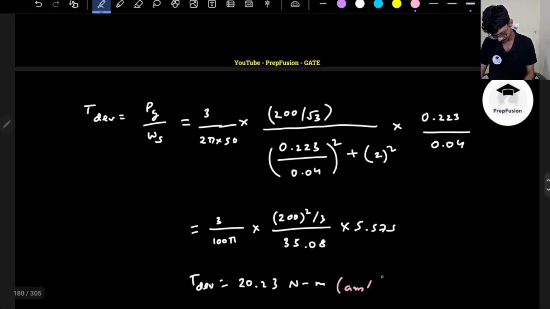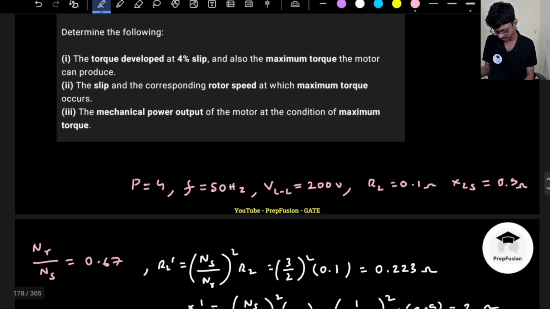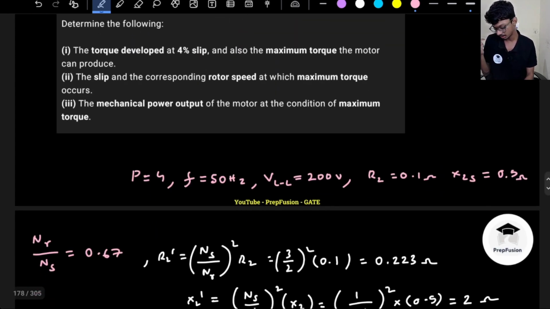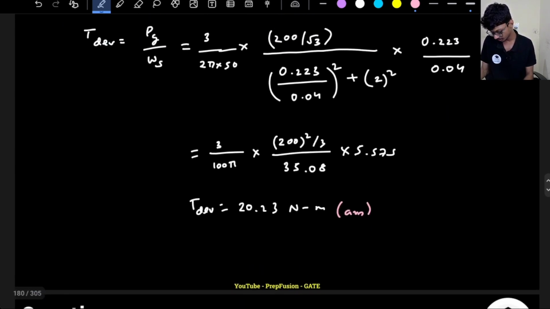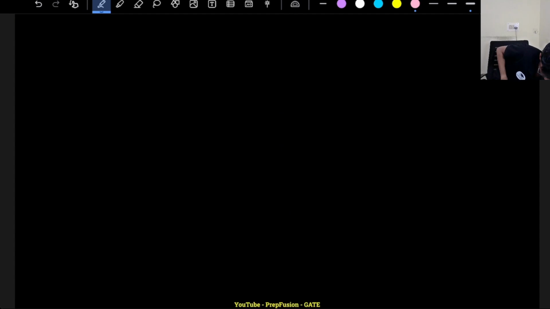What about the next portion? The slip and the corresponding rotor speed at which the maximum torque occurs. What is the slip corresponding to which maximum torque occurs? If you remember the formula for slip, right? How will I remember it? One thing you remember is that the rotor reactance was actually equal to S times the standstill reactance. This much I know. So this is how I will remember.